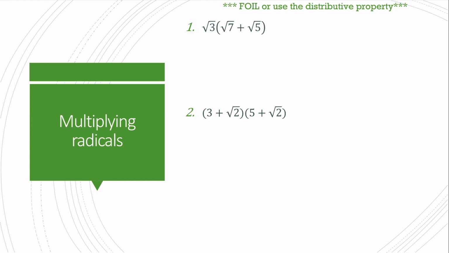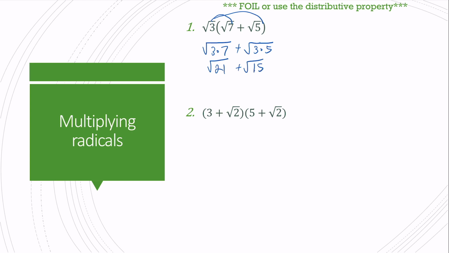Examples are about multiplying radicals that are in the form of a binomial. So examples where we're going to need to use the distributive property and where we're going to need to FOIL. For example 1, if I have the square root of 3 times the square root of 7 plus the square root of 5, I'm just going to distribute this. The square root of 3 times 7 plus the square root of 3 times 5. And again, I'm doing an extra step here. The square root of 21 plus the square root of 15 is how that would simplify.